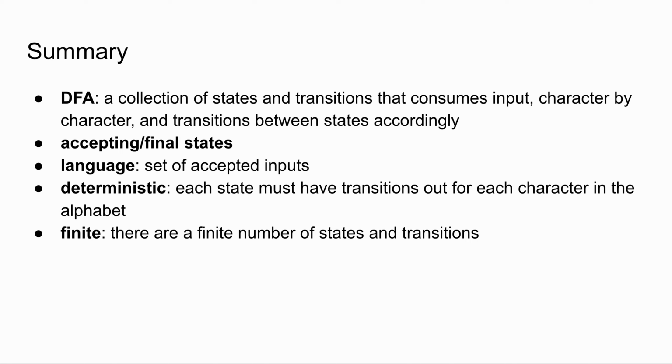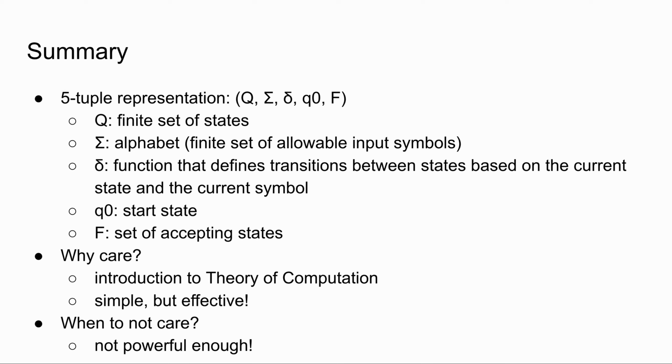DFA stands for Deterministic Finite Automaton, deterministic meaning that each state must have transitions out for each character in the alphabet, and finite meaning there are a finite number of states and transitions. We learned about the 5-tuple representation, which consists of the set of states, alphabet, transition function, start state, and set of accepting states. Lastly, we learned that we should care about DFAs because they are a good introduction to theory of computation. They are simple, but they can do a lot, like check passwords and look for DNA subsequences.